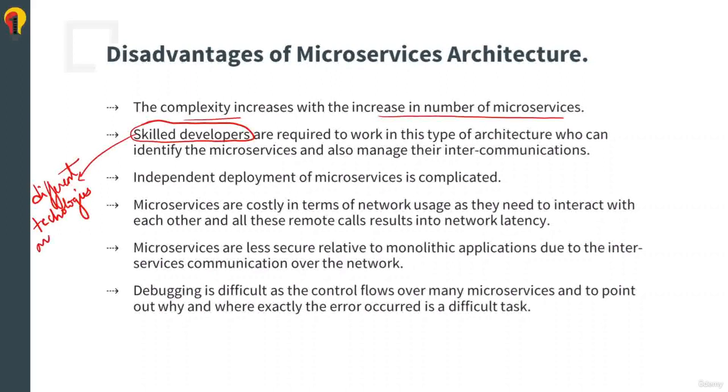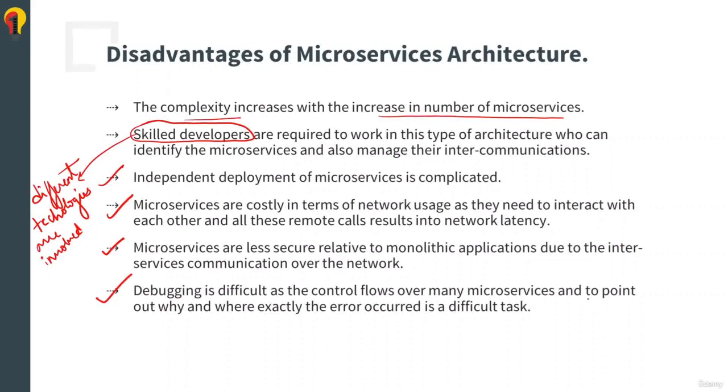Then independent deployment of microservices is complicated. Microservices are costly in terms of network usage as they need to interact with each other, and all these remote calls result in network latency. Microservices are less secure relative to monolithic. Debugging is difficult as the control flows over many microservices, and to point out why and where exactly the error occurred is a difficult task.